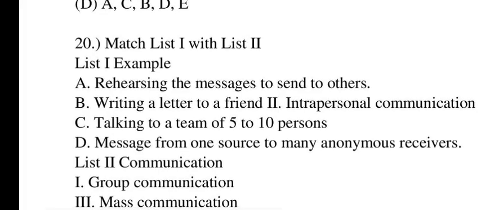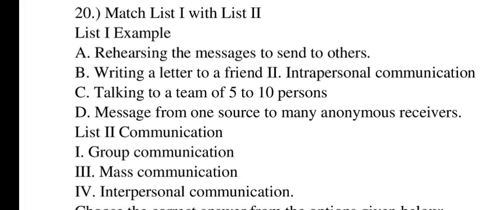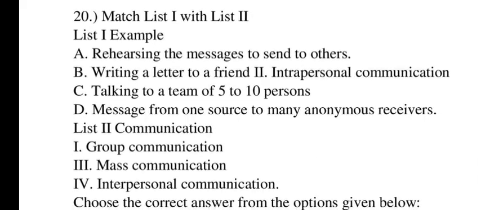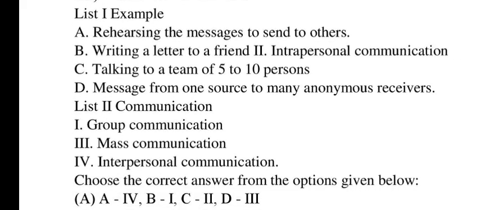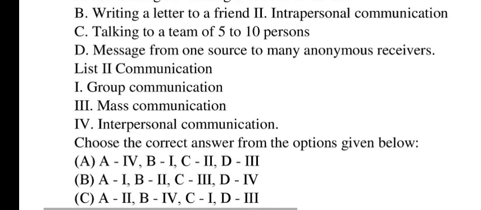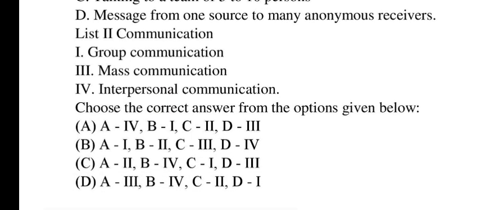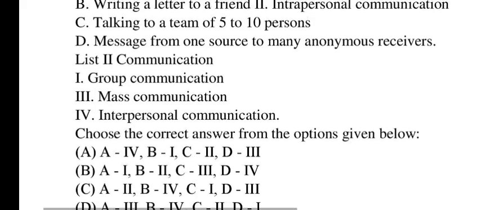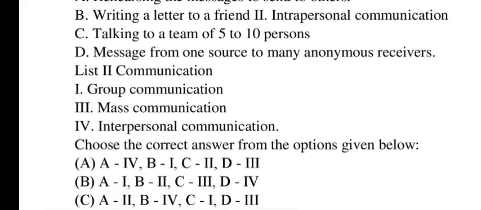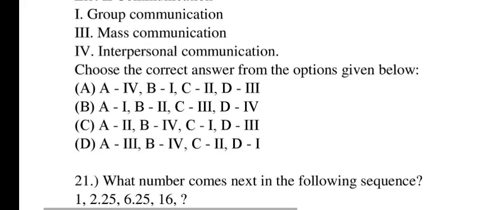Question 20 says match list 1 with list 2. In list 1 we have examples: A, rehearsing the message to send to others; B, writing a letter to a friend; C, talking to a team of 5 to 10 persons; D, message from one source to many anonymous receivers. In list 2 we have communication types: 1 is group communication, 2 is intrapersonal communication, 3 is mass communication, and 4 is interpersonal communication.